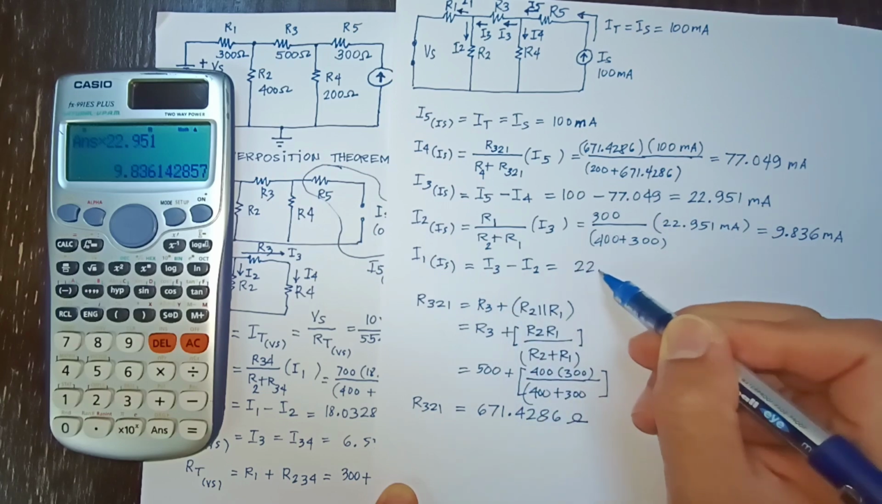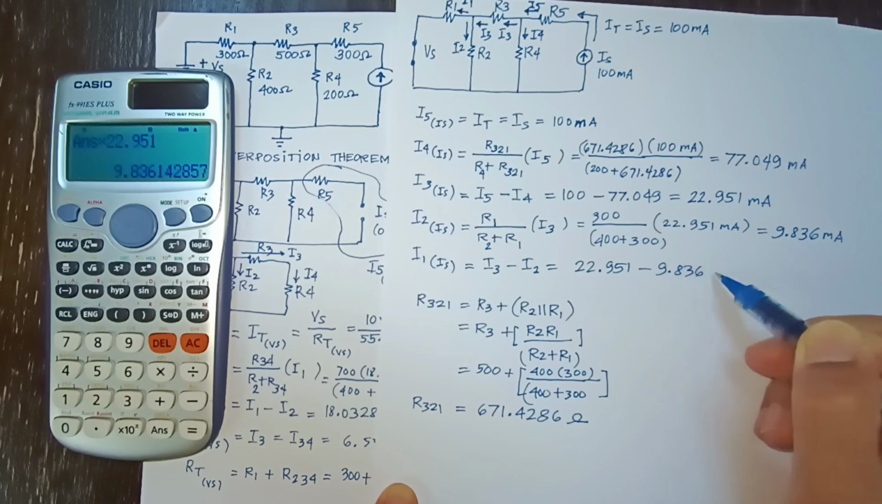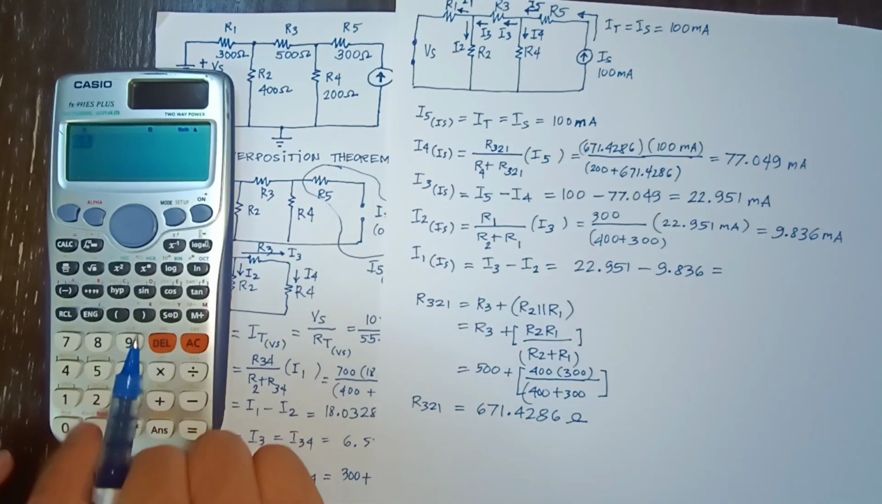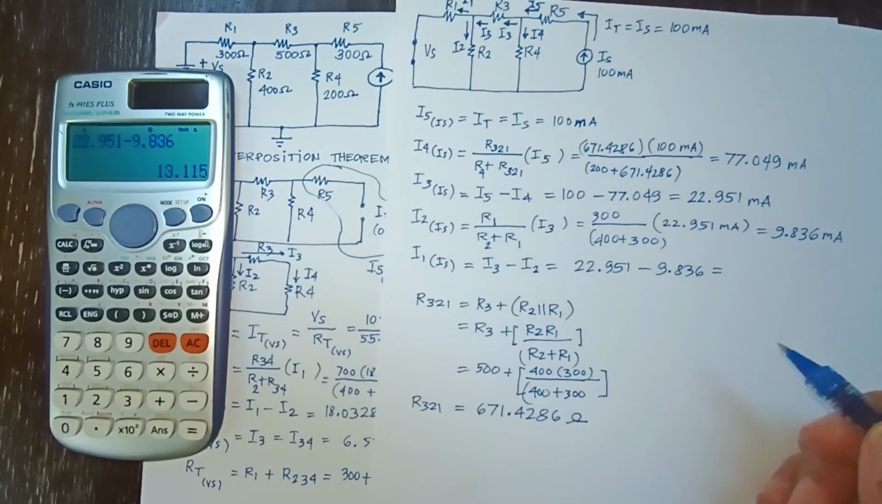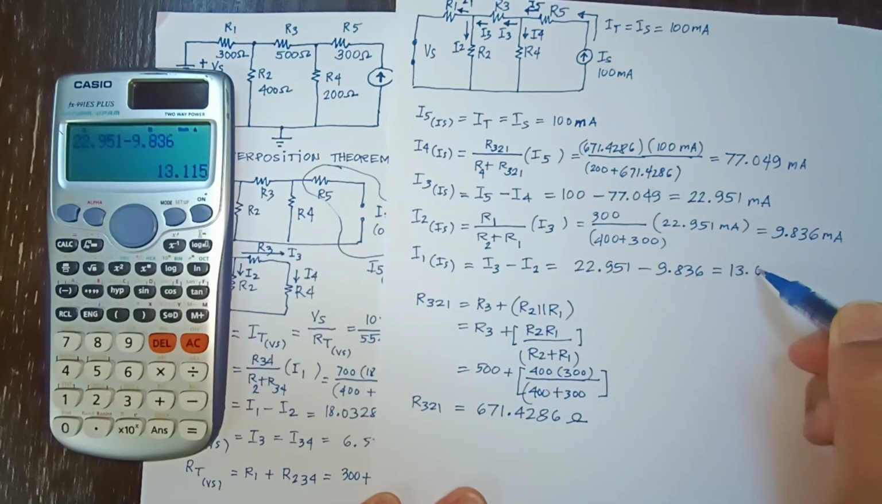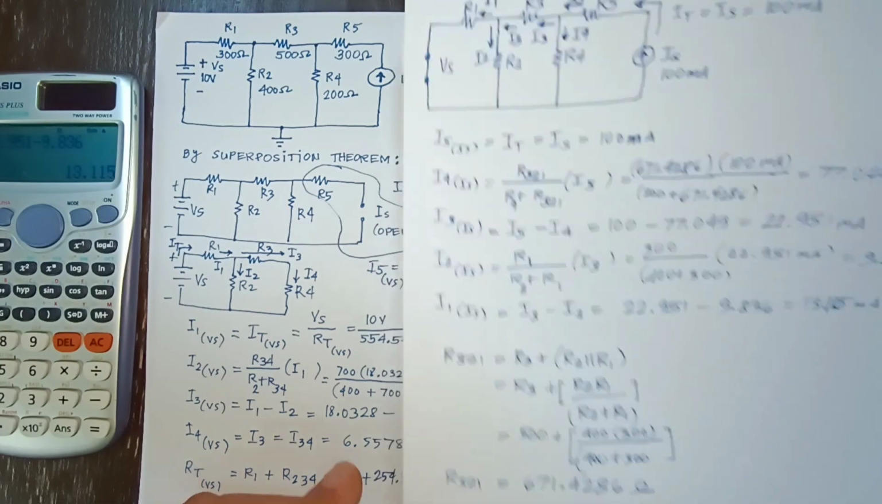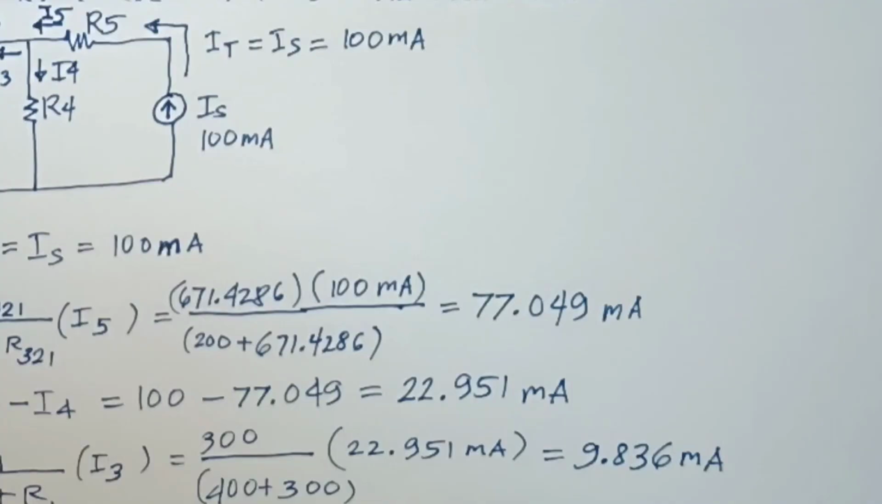Now for I1, finally, we get the difference between I3, which is 22.951, minus 9.836. Let's see the answer here. We will get 13.115 milliamperes. That's the final current I1. And there you go. We got all of the currents with respect to Is.